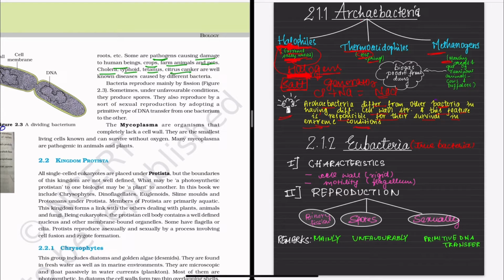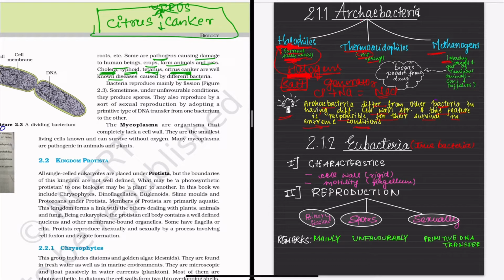Now these diseases, everyone knows. Cholera is caused by bacteria, typhoid is caused by bacteria, tetanus is caused by bacteria, citrus canker too. People get confused that citrus canker is caused by virus, but it is not the case. So what you do is write in this open space: citrus canker, virus wrong, bacteria true. Whenever you revisit this chapter, you would know on which point you committed mistakes. Only that point you have to revise, not the whole chapter. So citrus canker is caused by bacteria, not virus.